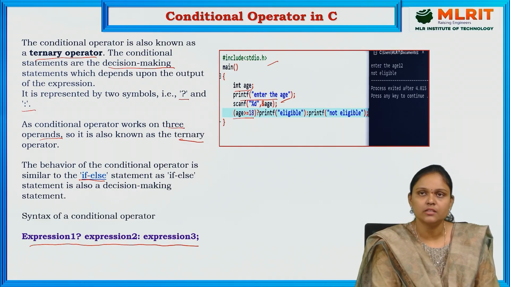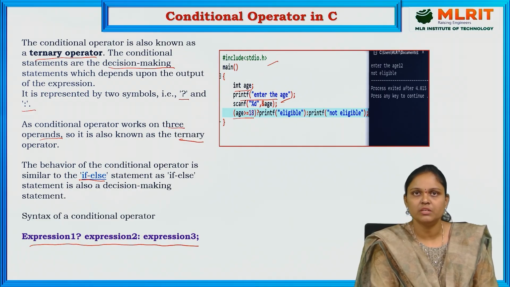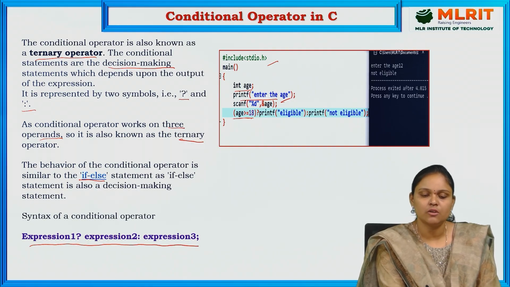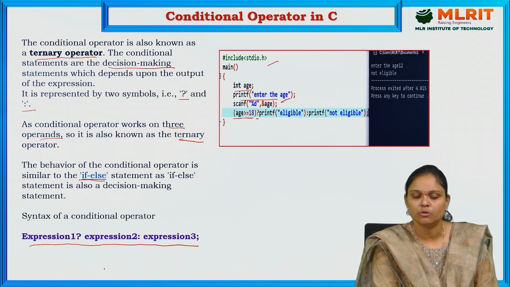So age greater than or equal to 18. As we know, if the person is 18 years or older, that person is eligible to vote. So we are writing the condition as age greater than or equal to 18, and next the question mark. This is the operator that we are using for the ternary operator.